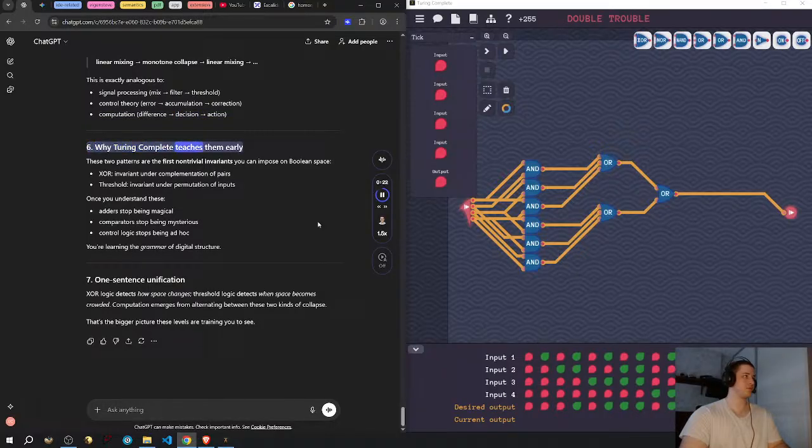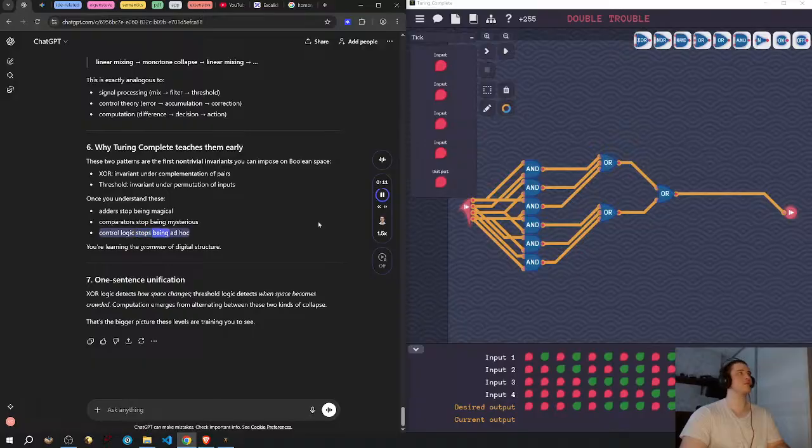6. Why Turing Complete teaches them early. These two patterns are the first non-trivial invariants you can impose on Boolean space. XOR: invariant under complementation of pairs. Threshold: invariant under permutation of inputs. Once you understand these, adders stop being magical. Comparators stop being mysterious.